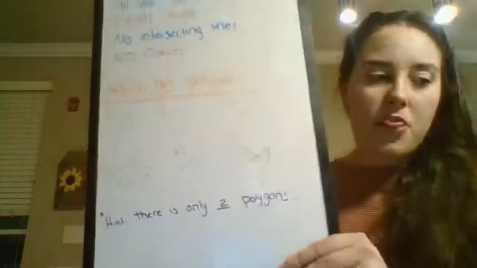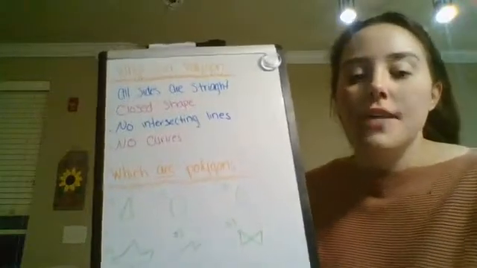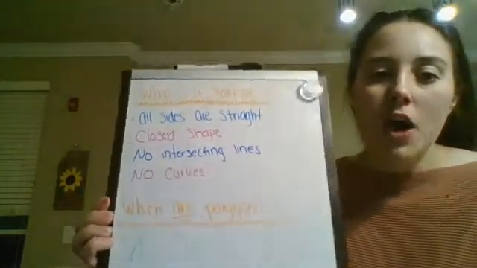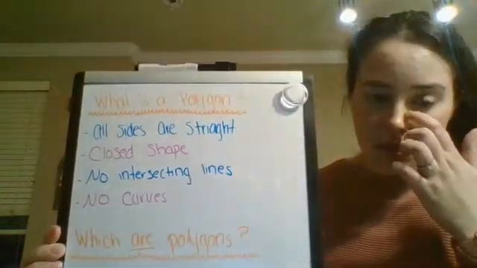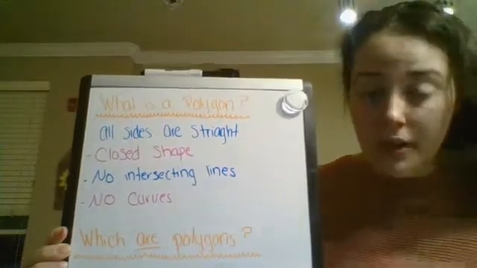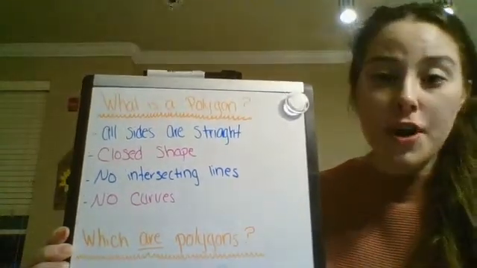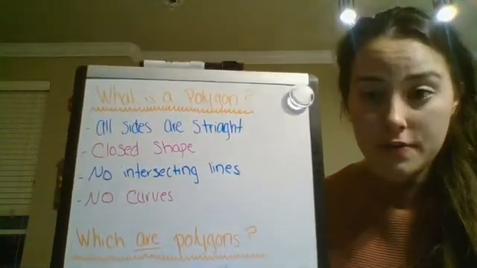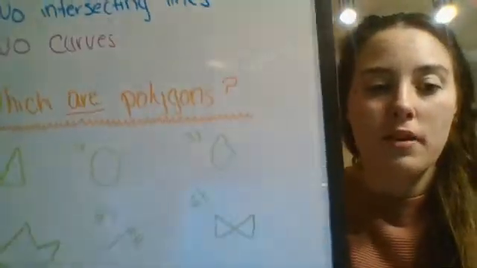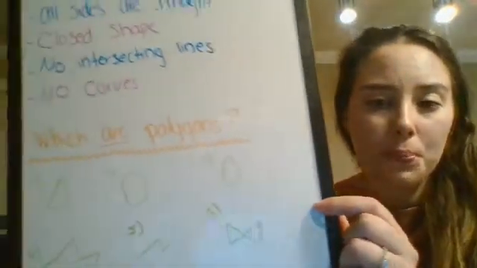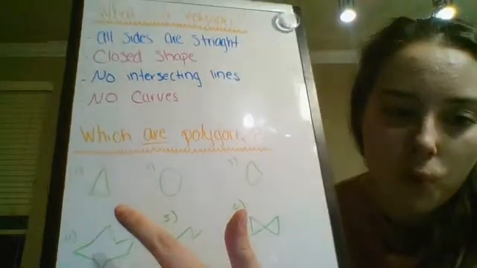Okay, so that was about 30 seconds or so. So I'm going to remind you, all sides are straight. They're all closed shapes. Polygons all have closed shapes. There are no intersecting lines and there are no curves. So let's look at number 1. All right, move it over. All right, so number 1.